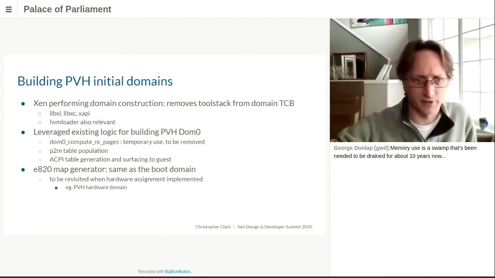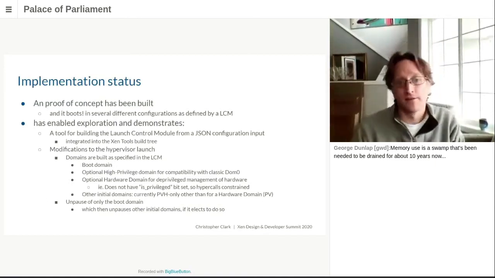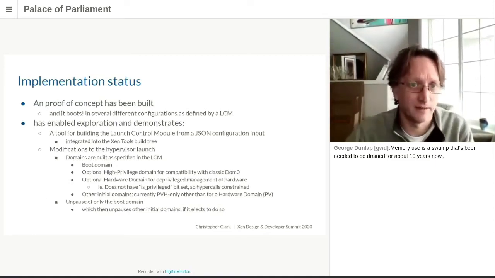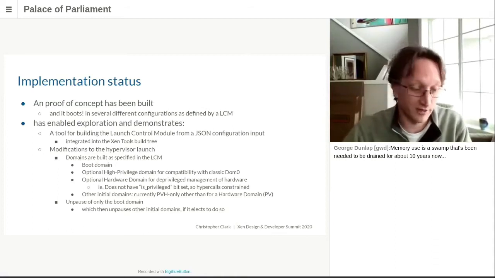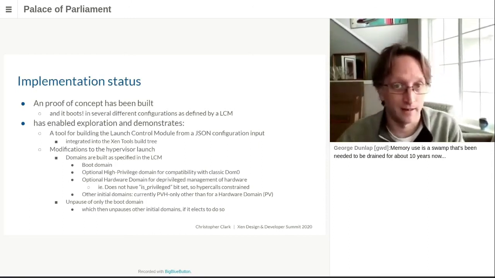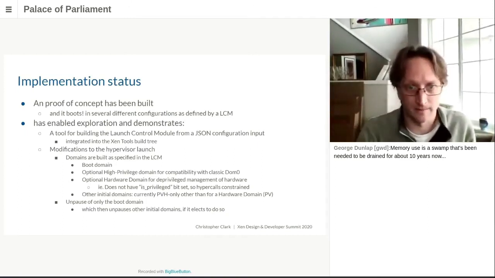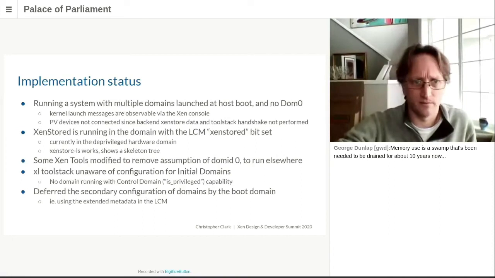Yeah, and then the PVH initial domains borrow the E820 map generated for the boot domain. That needs revisiting if there's hardware to be assigned. And so we've built a proof of concept. It boots. You can give it different configurations defined by the LCM. It can launch a system as described in the earlier config file, where there is no DOM0. There's a hardware domain and a couple of DomUs. Yeah, basically does what we set out to do there.